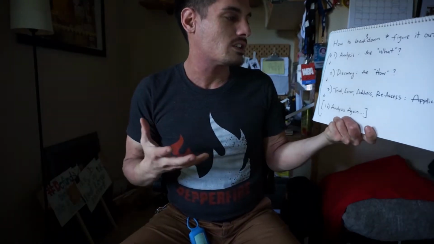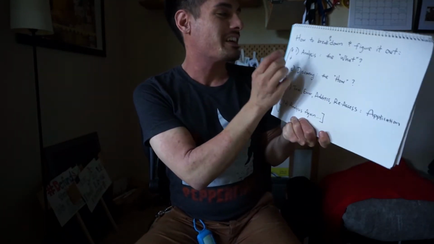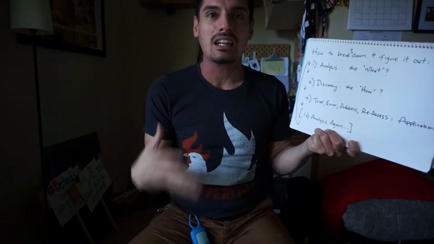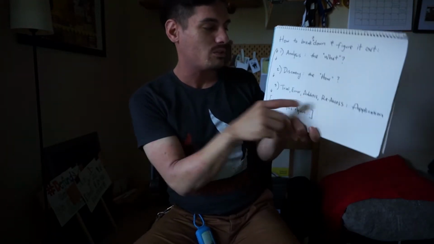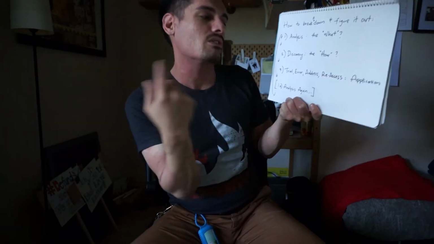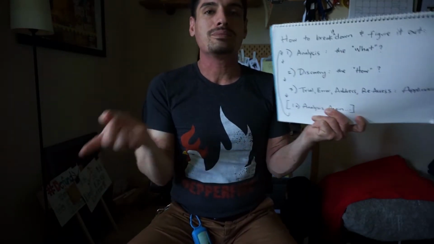This is the application. Sorry, we analyze what we're playing, we discover how it is we're going to play it, and then we apply it, and then we do what it is that we said we're going to do. So we're going to try it, we're going to find the errors, we're going to address the errors, we're going to reassess our approach, and then we're going to go back to step one.